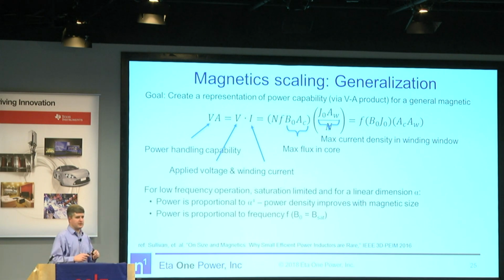That means that for the low frequency operation, or your saturation limited case, power is proportional to a linear dimension, called the linear dimension alpha, to the power of 4. So if you double your magnetic size, the volume goes up by a factor of 8, but your power capability goes up by 16. That means the bigger your power system, the more effective your magnetic is. And that's at low frequencies. Also, power is proportional to frequency here. If you double your frequency, you can handle twice as much power in your magnetic. So that's your low frequency idealized case.